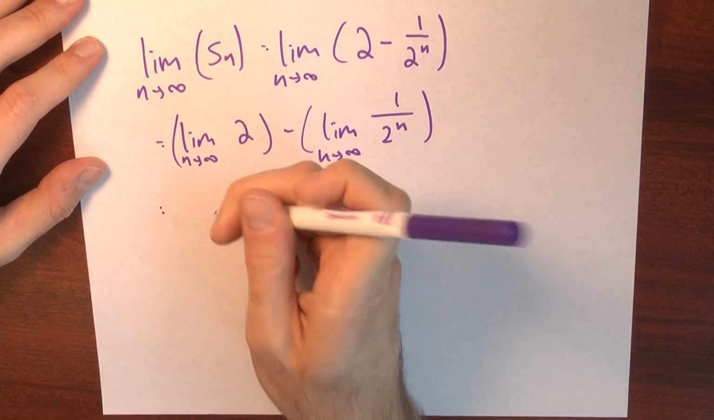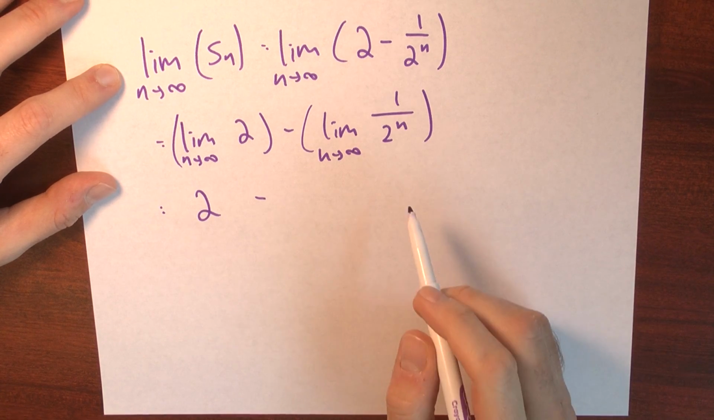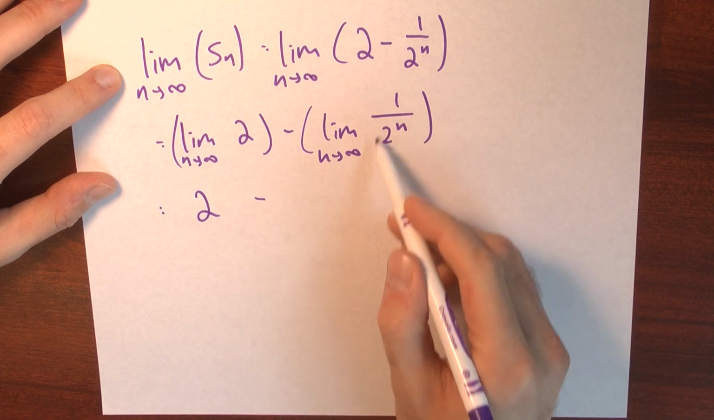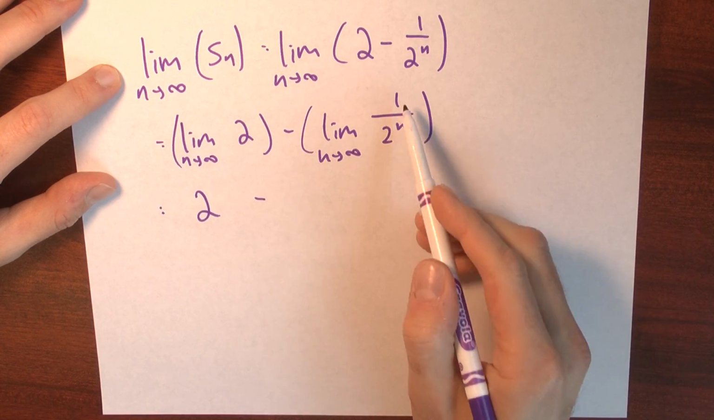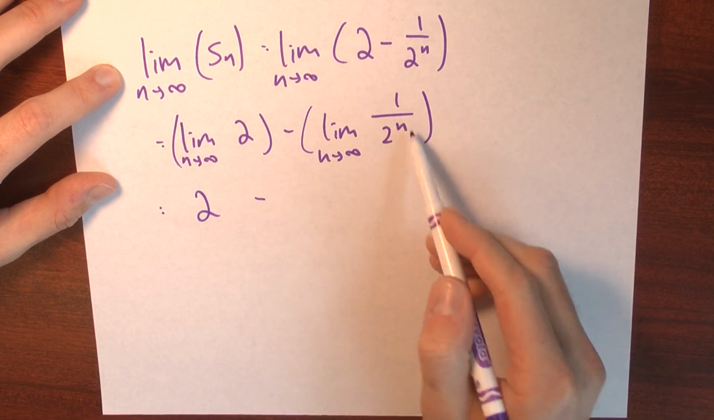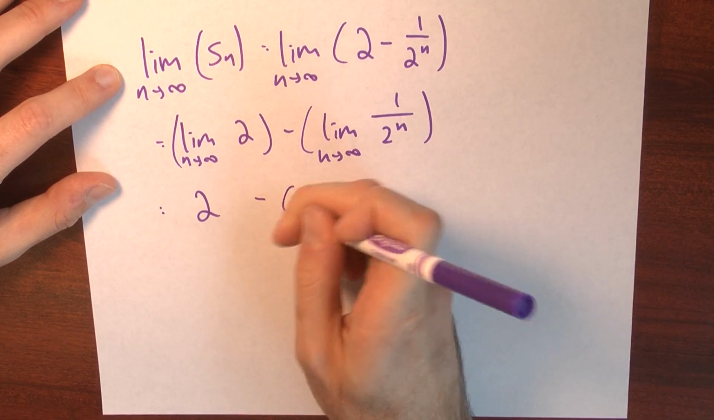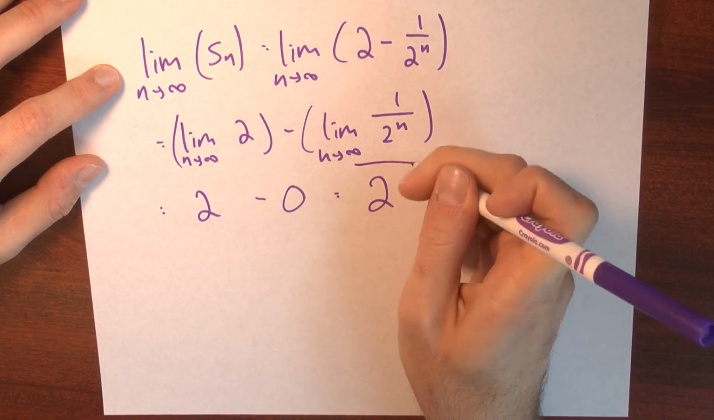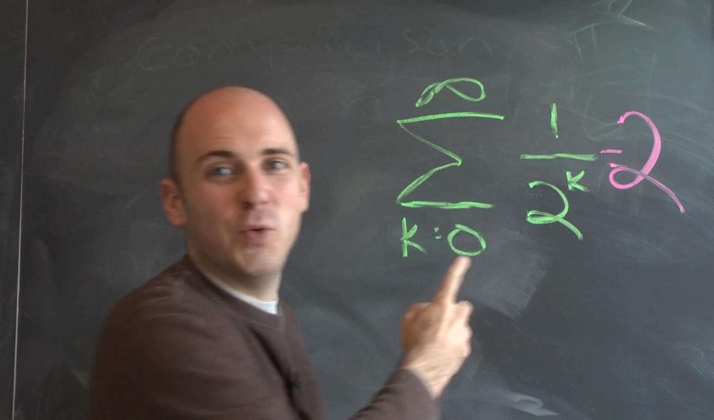This is the limit of a constant, which is just that constant, minus, this is the limit of a quotient, but look at what happens here. The denominator is very, very large. I can make the denominator as large as I like, right? 2 to the n can be made very, very positive. 1 over a very large number is very close to 0. So this limit is in fact 0. And that means that the limit of the partial sums is just 2. That means that this series converges to 2.